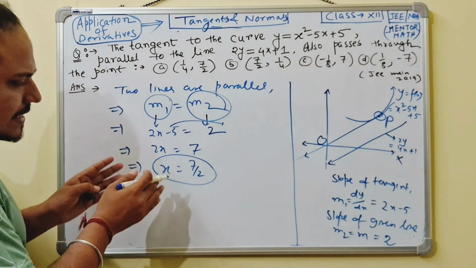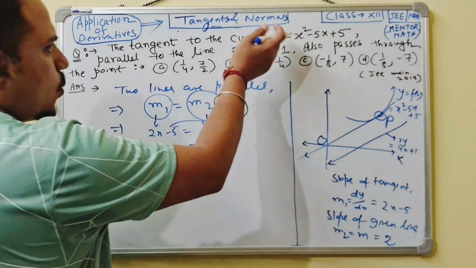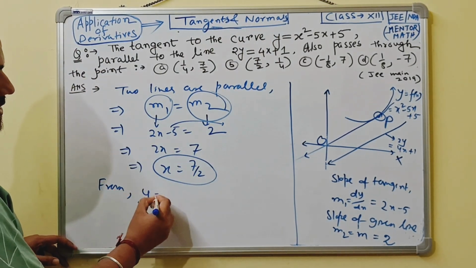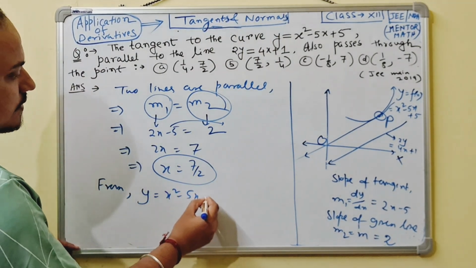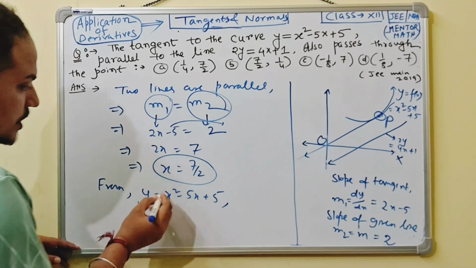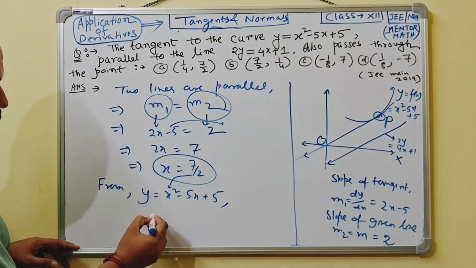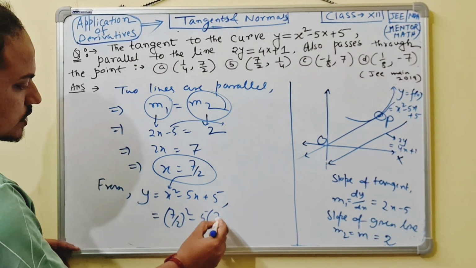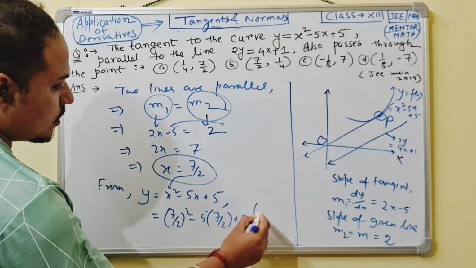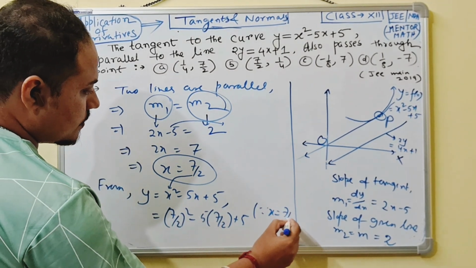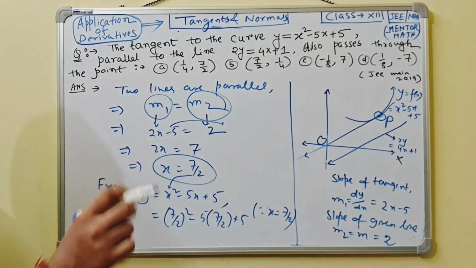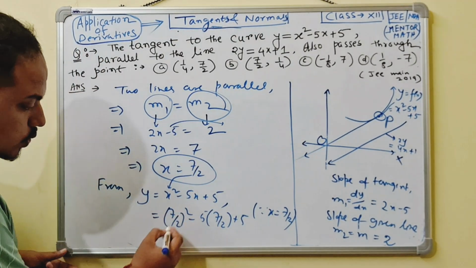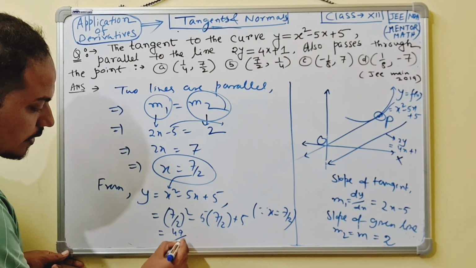So from x you can find easily the y coordinate also. So from given curve y is equal to x square minus 5x plus 5, put here x is equal to 7 by 2. So that means 7 by 2 whole square minus 5 into 7 by 2 plus 5, because you substitute x equal to 7 by 2, because our requirement, you have to find the value of y.